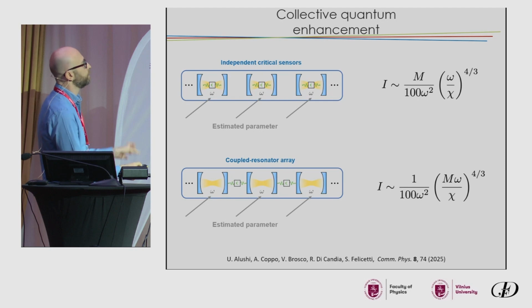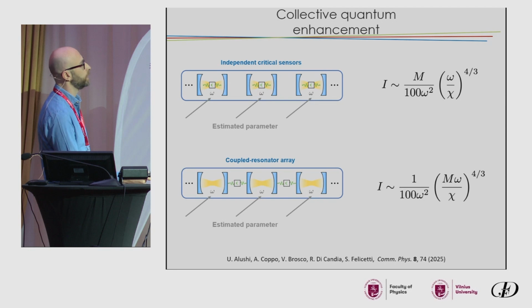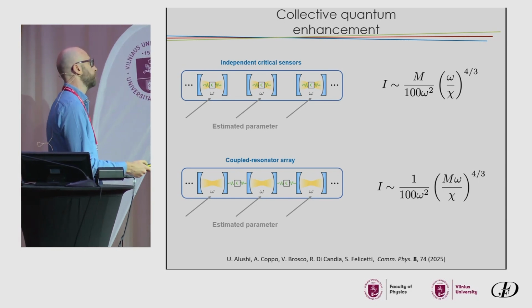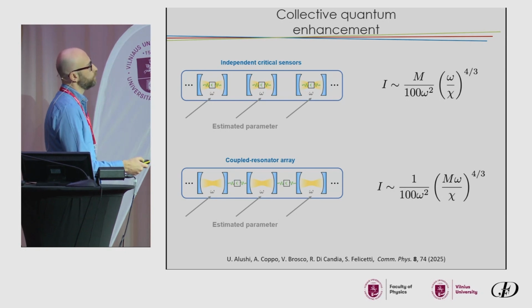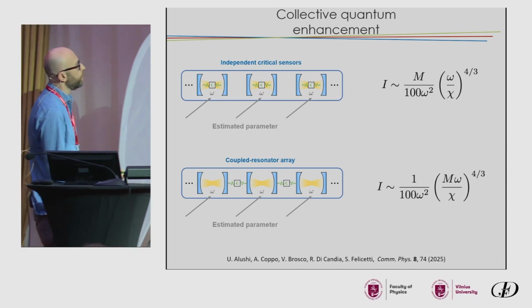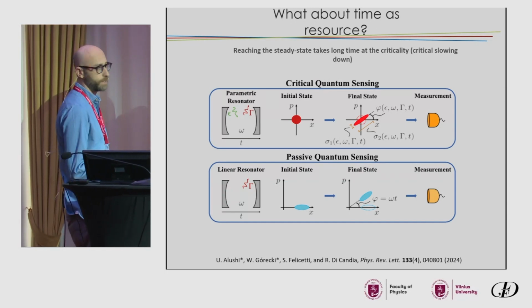Basically, we consider multiple Kerr resonators coupled parametrically between each other, and we saw that you have some superlinear scaling in M of the Fisher information. You don't have M squared like usually happens when you have a coherent interaction between them, but you have some collective scaling here also. Okay, and then we asked ourselves, what if we consider also time?